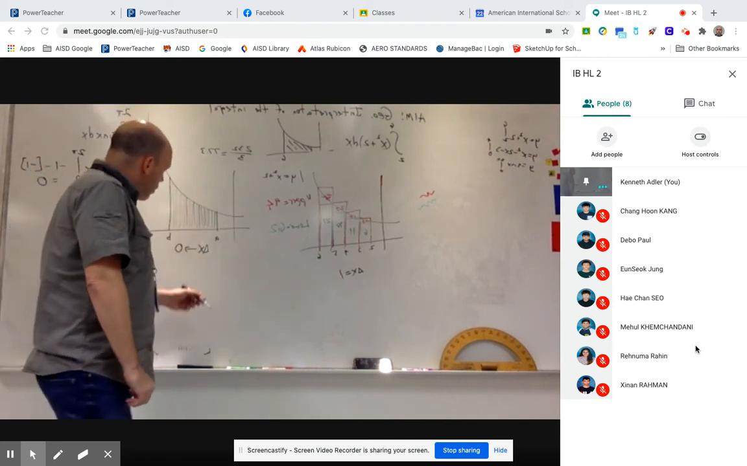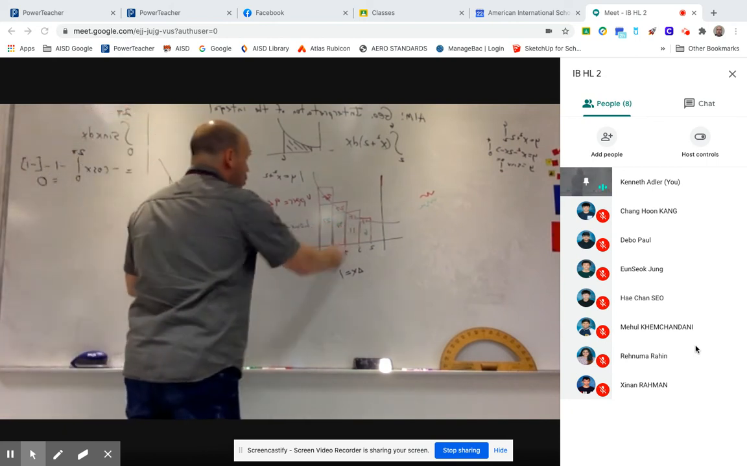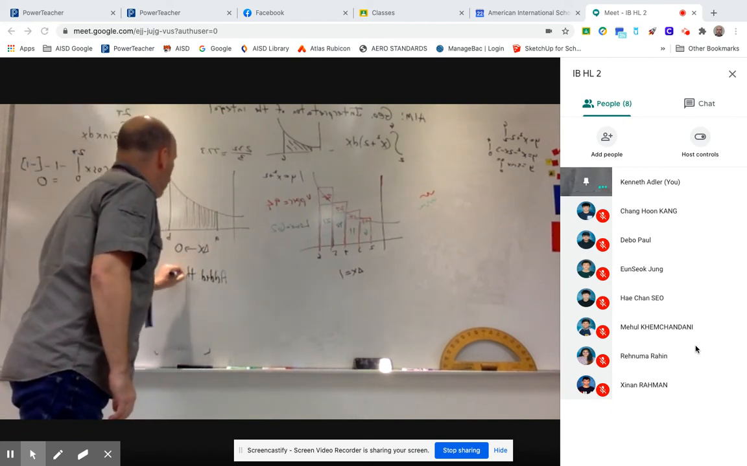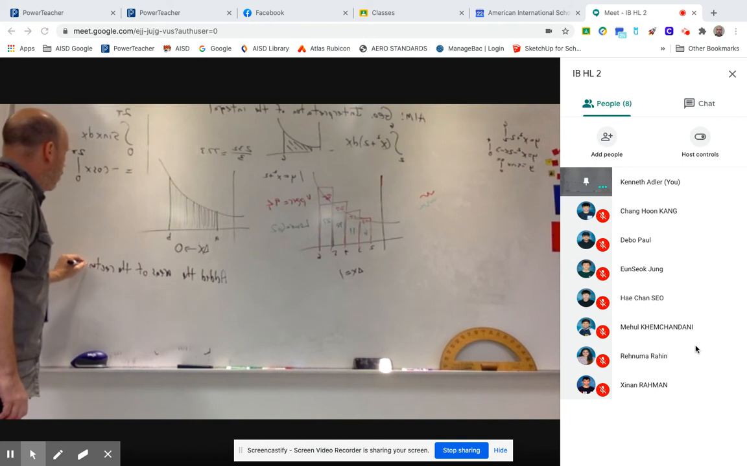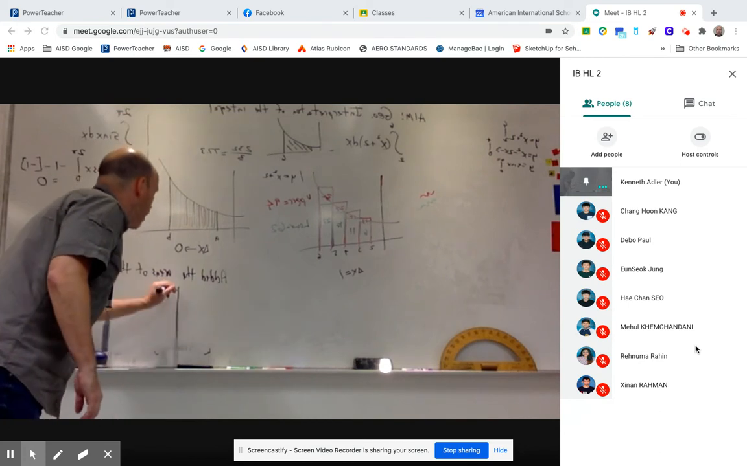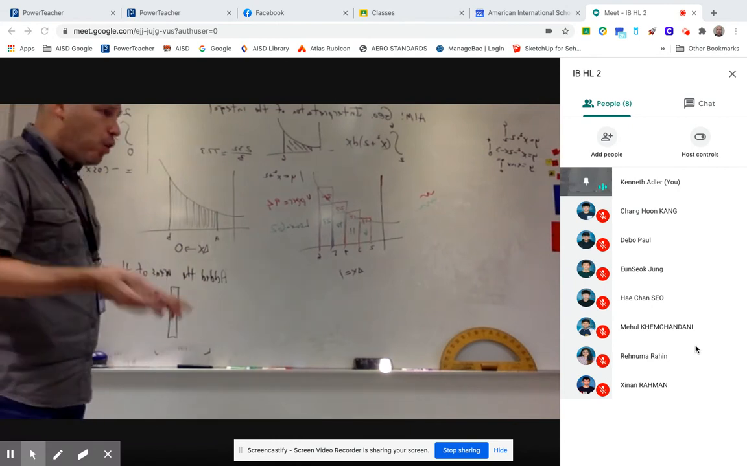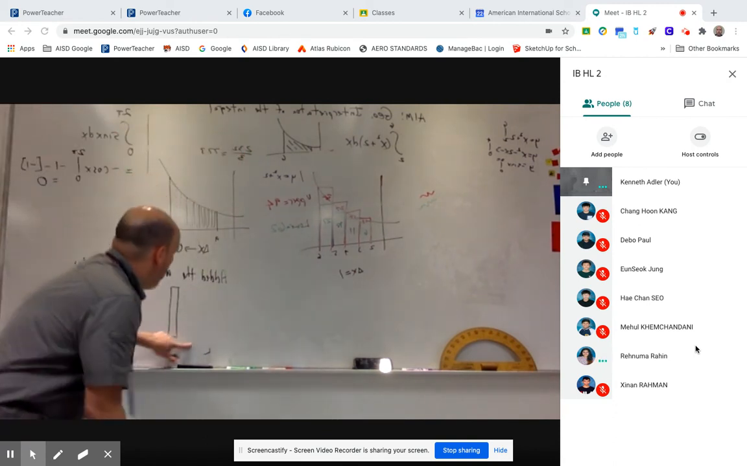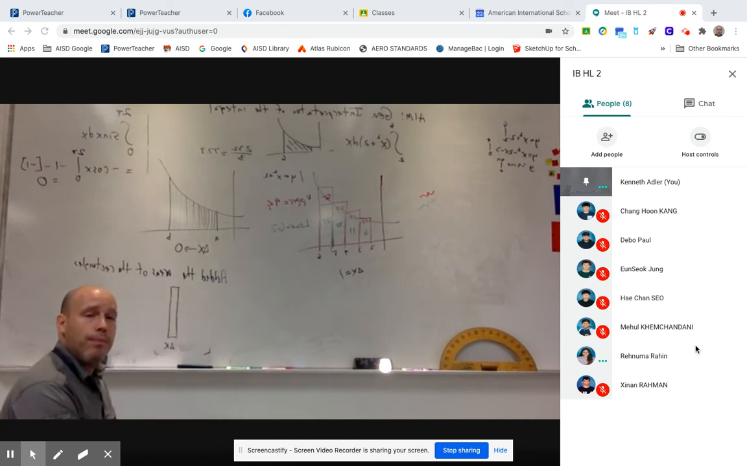So first things first. What did we do for these answers? We added up the areas of the rectangles, right? Question, how did we find the area of a rectangle? Can everyone see down here? Yes. Renuma, how did we find the area of a rectangle? Delta x times, so we had delta x, right? And what was the height of the rectangle? y.